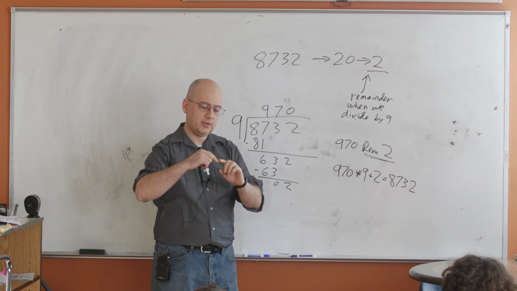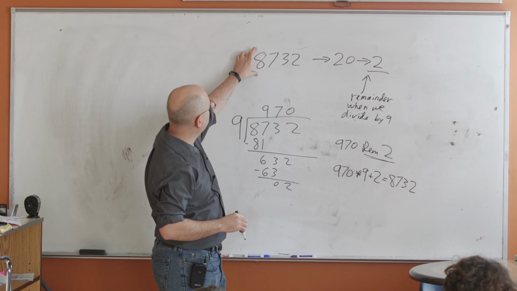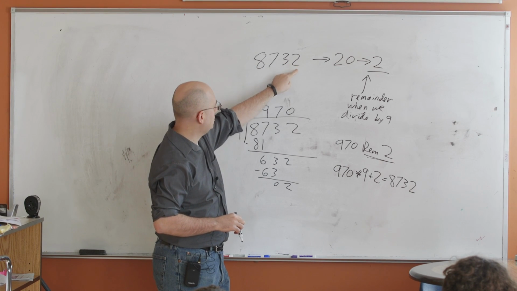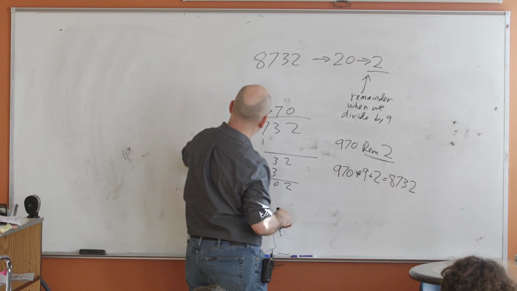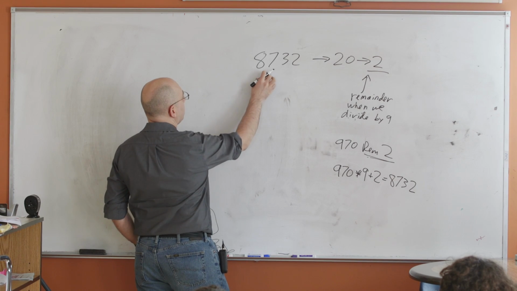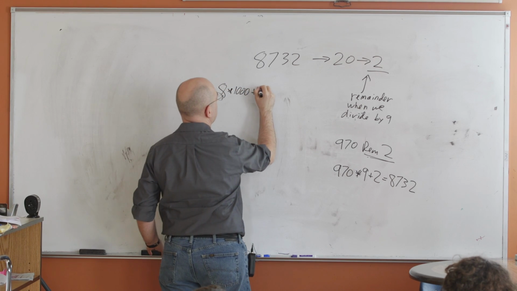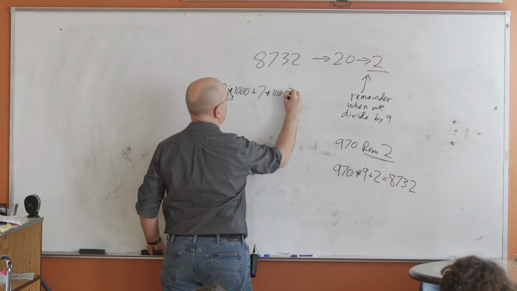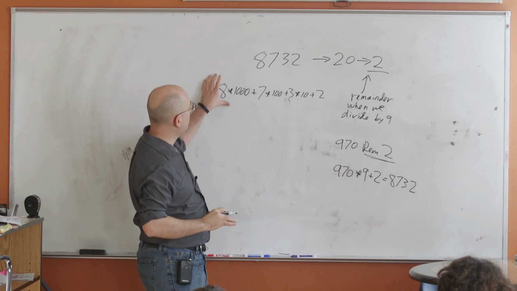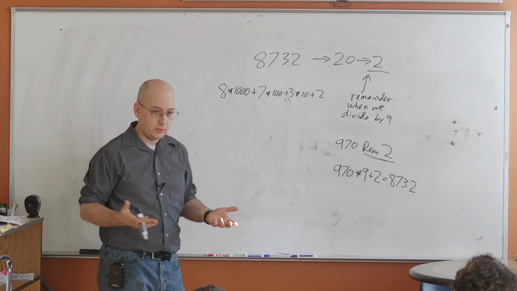The powers of 10 are how we write out our numbers. So 8,732 is 8 times 1,000 plus 7 times 100 plus 3 times 10 plus 2. That's literally what we mean when we say 8,732. Basically, I'm even saying it when I say it.